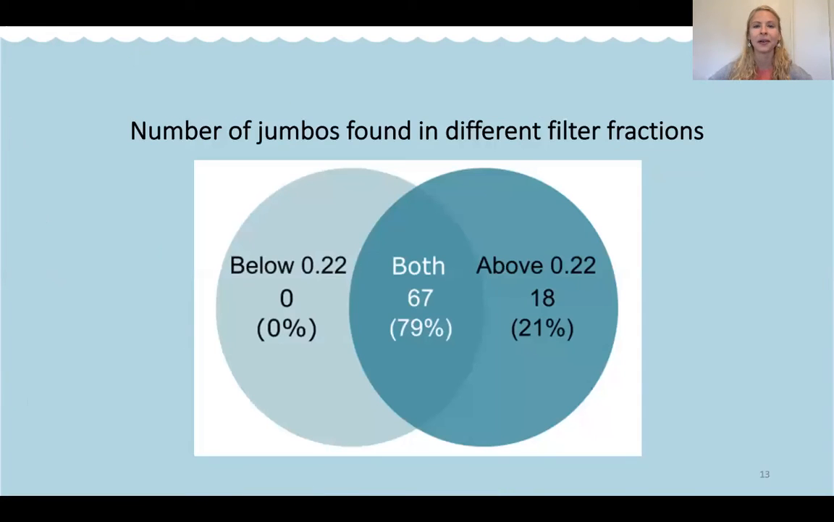So to start, we looked at what samples our jumbos could be found in. And we found that most of the jumbos could be detected in samples both below that 0.22 cutoff and above that 0.22 cutoff. However, 21% of our jumbos could only be found in samples above that 0.22 cutoff. So already we saw that jumbos were being excluded by that 0.22 micron filter.